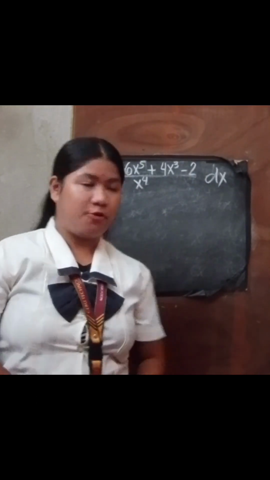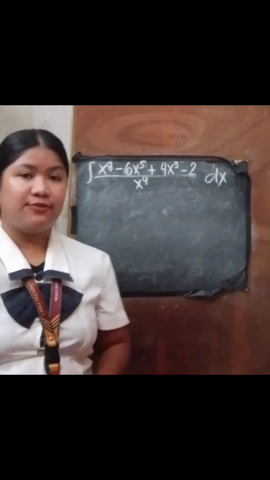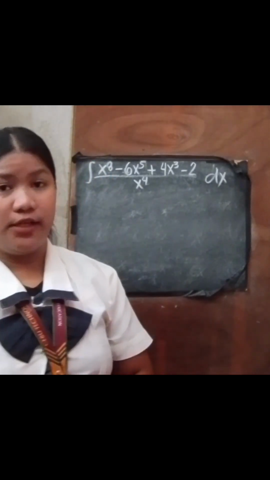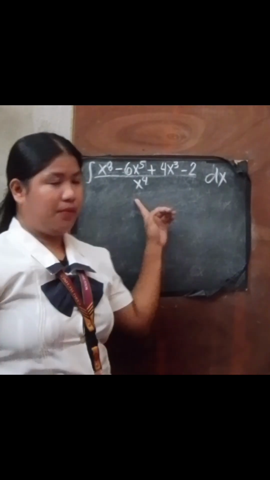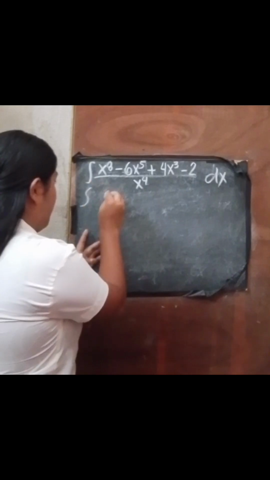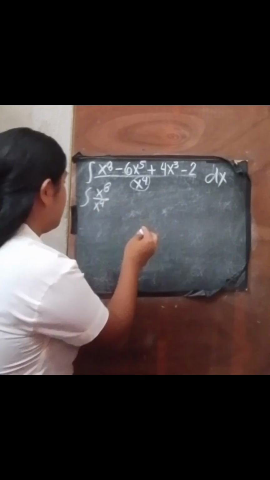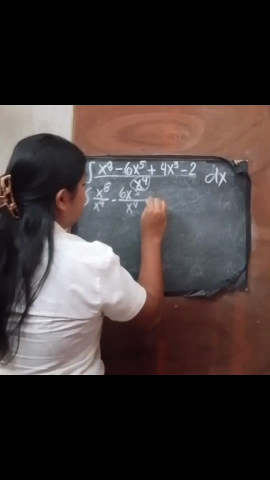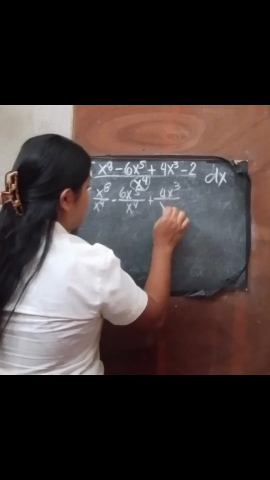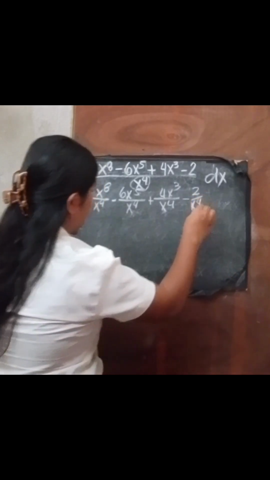So now we have problem number 4. You need to find the integral of x raised to 8 minus 6x raised to 5 plus 4x cubed minus 2 over x raised to 4. We can't directly use the power rule for integration here. So we divide each term of the numerator by x raised to 4, which is the denominator. So it becomes the integral of x raised to 8 over x raised to 4, minus 6x raised to 5 over x raised to 4, plus 4x cubed over x raised to 4, then minus 2 over x raised to 4.